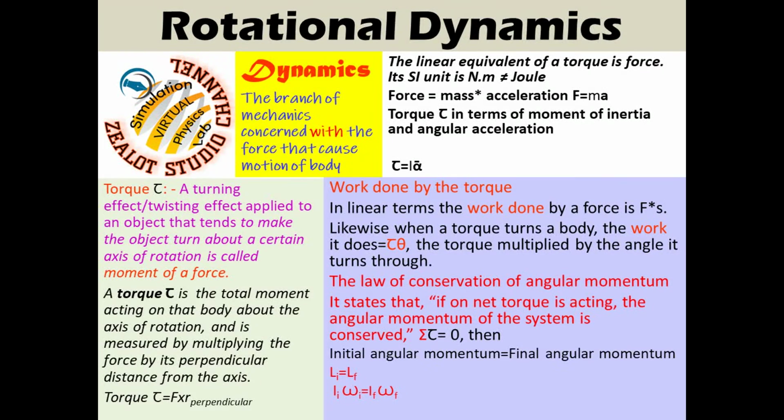So the law of conservation of angular momentum: if no net torque is acting, the angular momentum of the system is conserved. No torque means the sum of all torques that act on the rotating bodies is zero. Then the initial angular momentum and the final angular momentum are equal. This is the law of conservation of angular momentum. So Li is equal to Lf. Li means the initial angular momentum, which is equal to Lf, the final angular momentum.